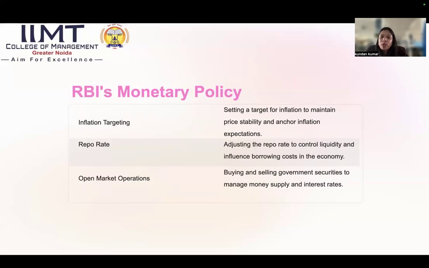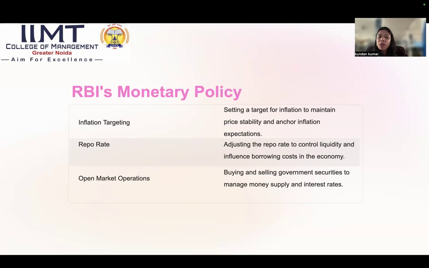RBI's monetary policy. RBI targets inflation, sets the repo rate, and its functions also include open market operations. First one is inflation targeting. RBI sets a target for inflation to maintain price stability and anchor inflation expectations. Second, repo rate. RBI adjusts the repo rate to control liquidity and influence borrowing cost in the economy.